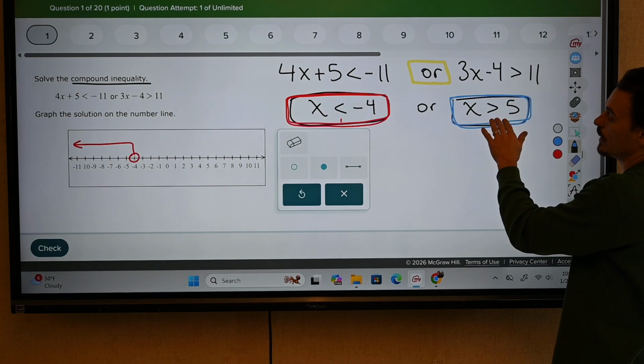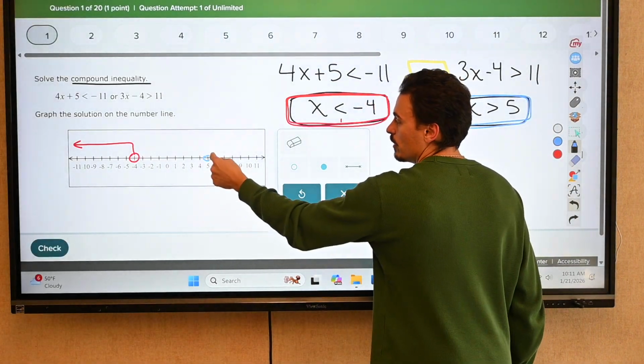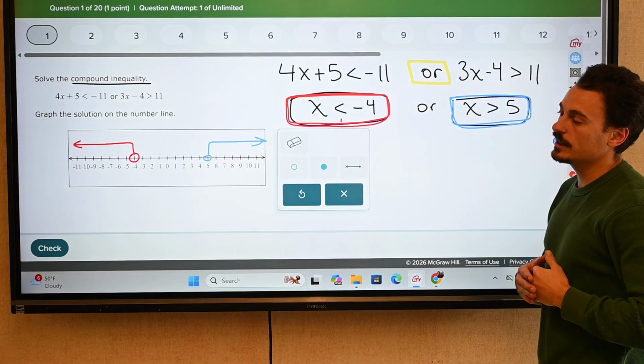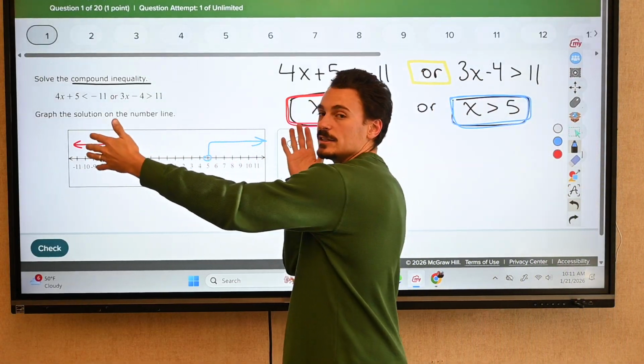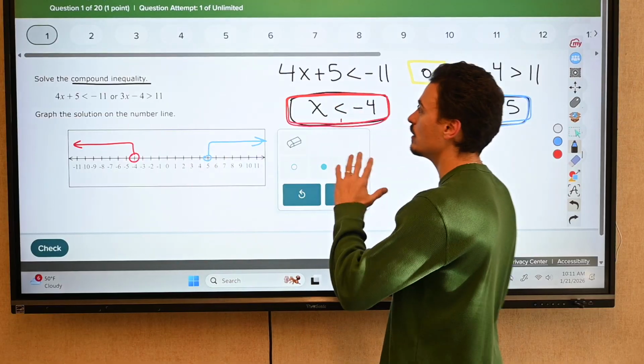So x can be greater than 5. Here's 5. I'm going to put an open dot because of the symbol and then greater than. Typically you're going to get questions that go away from each other like this if it's an or, and if it's an and, it's going to be when they connect. So we'll talk about that on the next one.